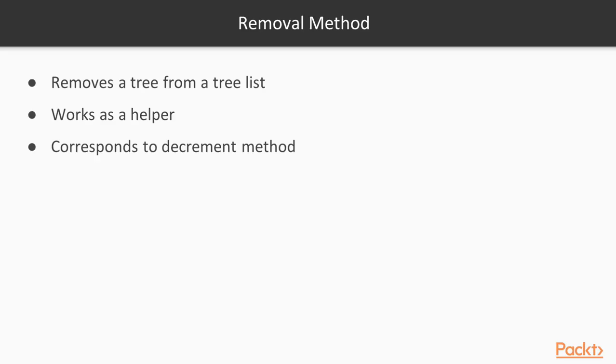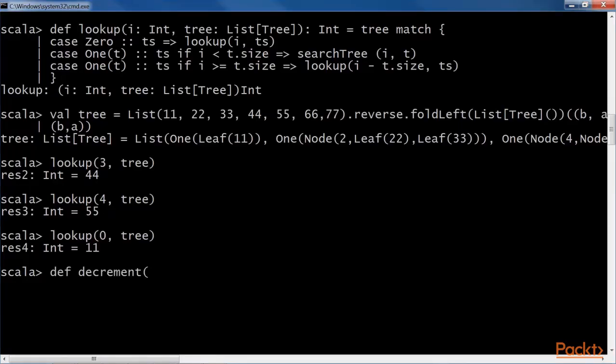Awesome. Now it's time to learn about the removal method, head and tail. The removal method removes a given tree from the tree list. This works as a helper for the head and tail methods, as you'll see in a minute. By the way, the removal closely corresponds to the binary numbers decrement method. Let's define the decrement function and pass the num list as argument, list of integer. Now we write the case clauses.